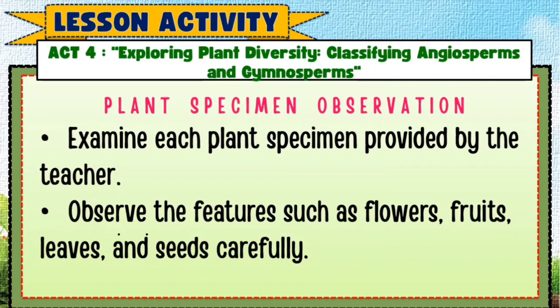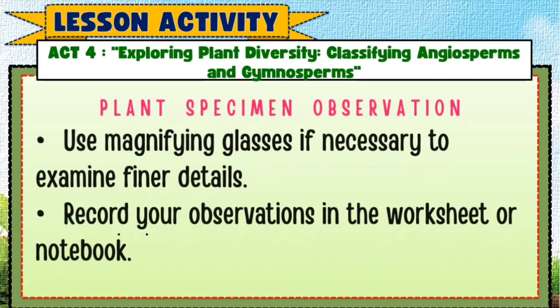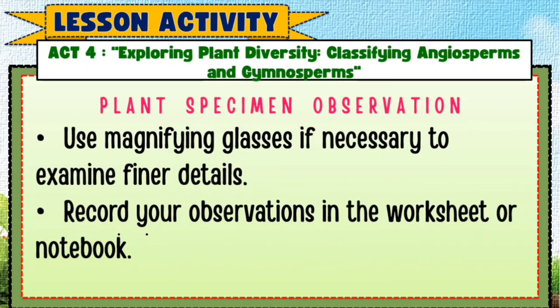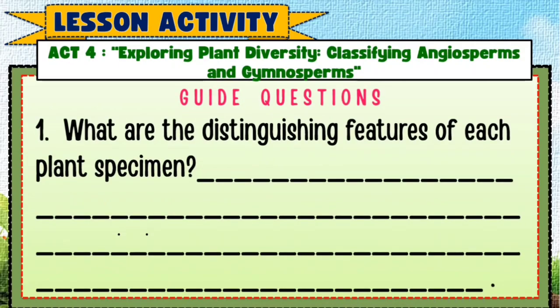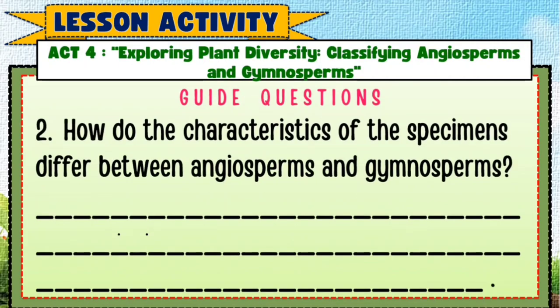Plant specimen observation. Number 1. Examine each plant specimen provided by the teacher. Observe the features such as the flowers, fruits, leaves, and seeds carefully. Use magnifying glasses if necessary to examine finer details. Then record your observations in the worksheet or notebook. Guide questions. What are the distinguishing features of each plant specimen? Number 2. Guide questions. How do the characteristics of the specimens differ between angiosperms and gymnosperms?